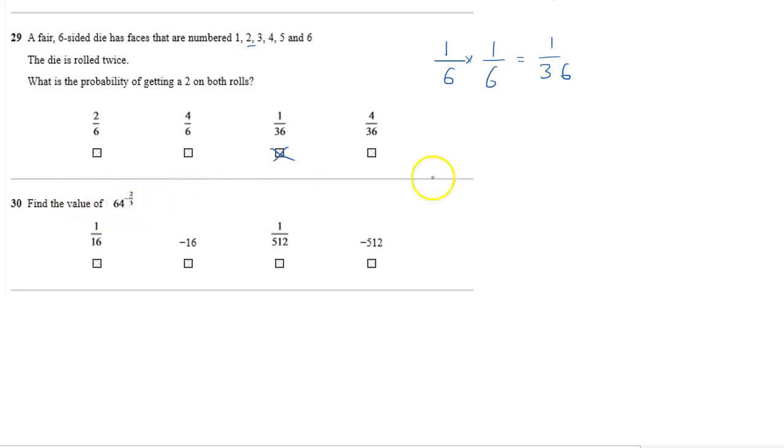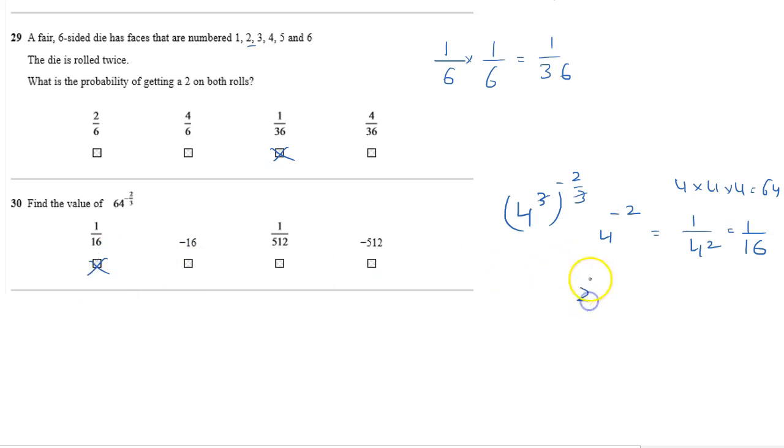Find 64 to the power minus 2 over 3. 64 can be written as 4 to the power 3. The power is minus 2 over 3, so the 3 and 3 cancel. So it is 4 to the power minus 2. That is 1 over 4 squared, that is 1 over 16. Whenever we have 2 to the power minus 1, it is 1 over 2. 2 to the power minus 3, no, this is wrong. It means 1 over 2 to the power 3. Always remember this.